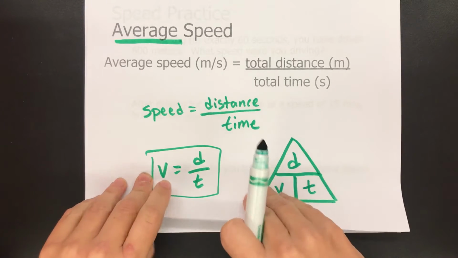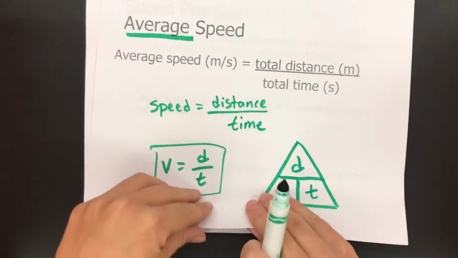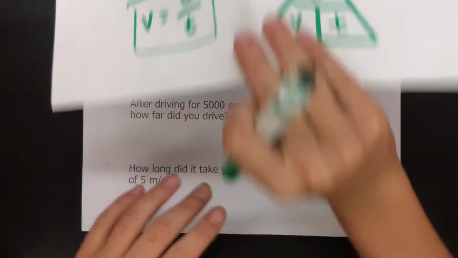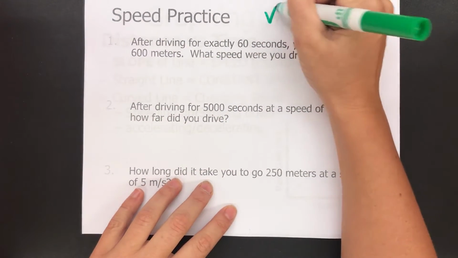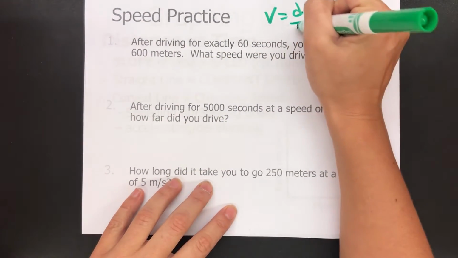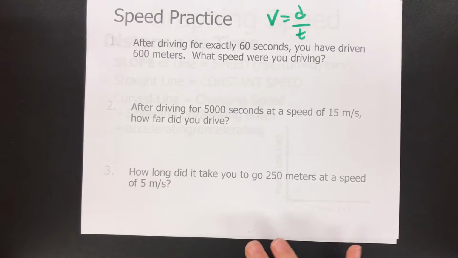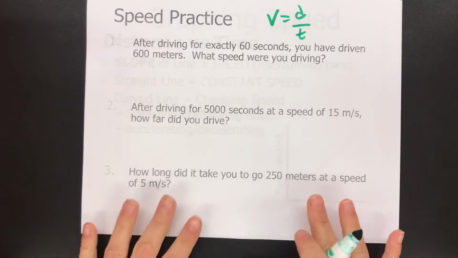Okay, so let's jump to some examples. Do some real quick here. I'm going to go ahead and write the formula for you here. And let's look at what we got going on. Label, and then triangle, and then work it out.